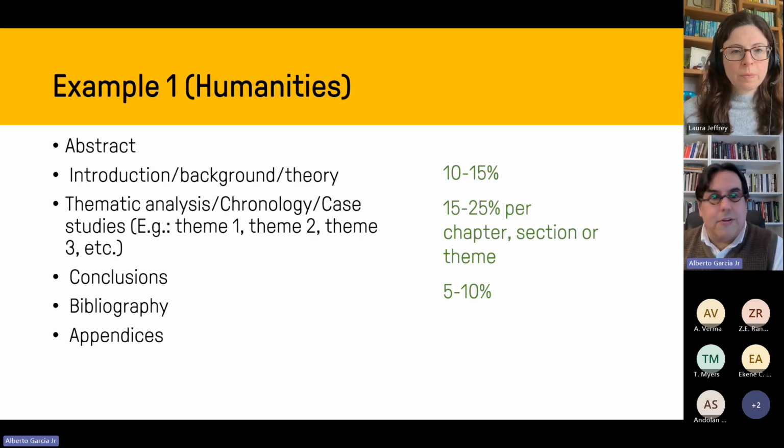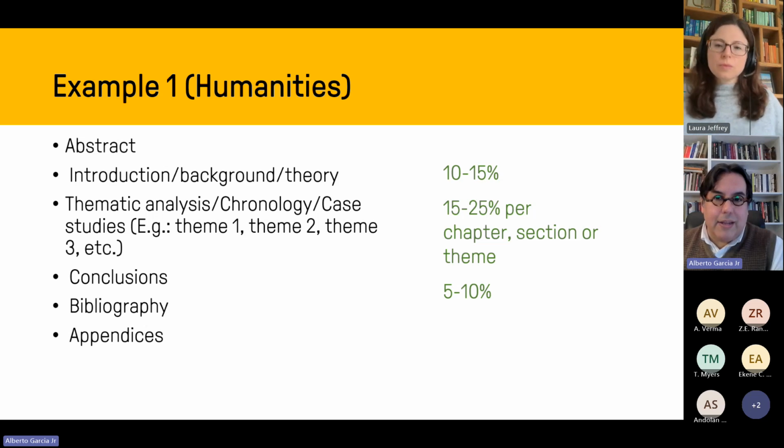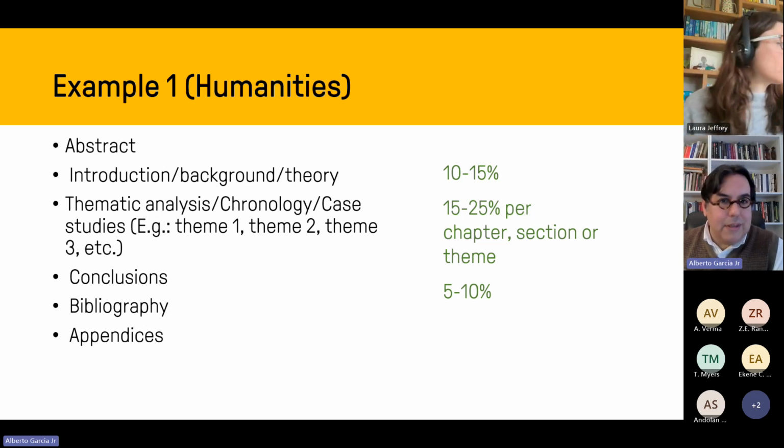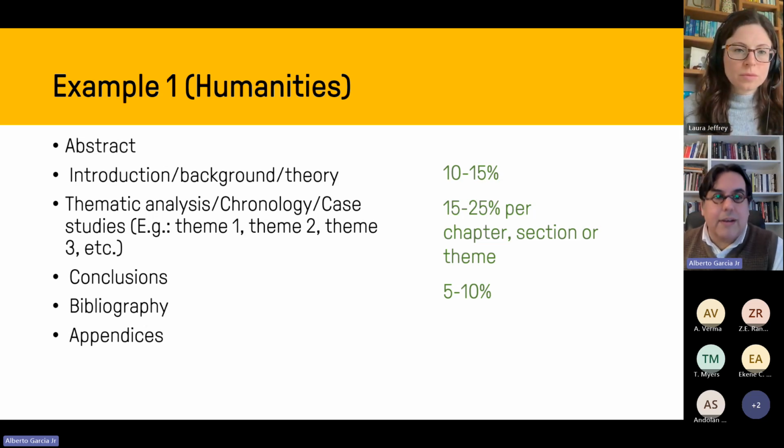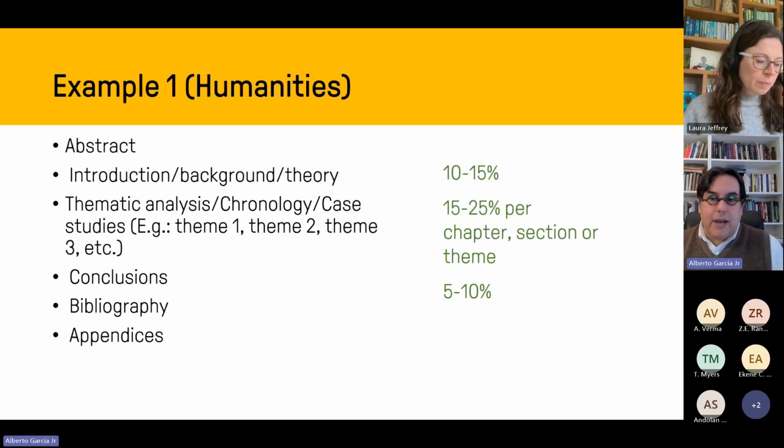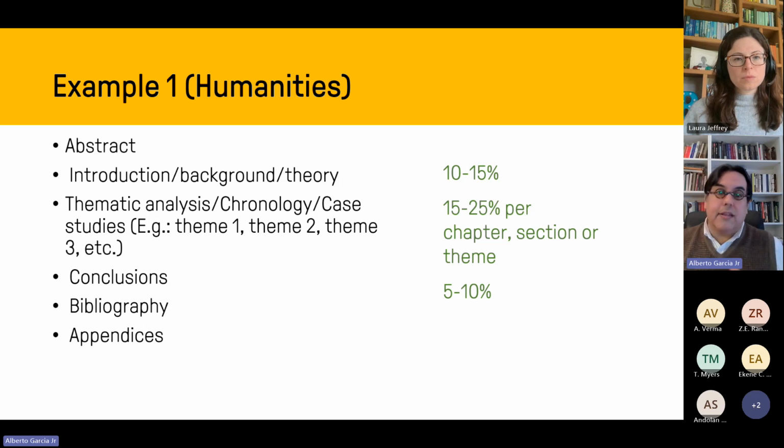If you're in the humanities, how might a dissertation look? We've given here a model structure: maybe you have an abstract, and an introduction where you introduce background theory and set the context for the research. Maybe that takes up about 10 to 15% of your word count. Then the body sections, where maybe you divide it by thematic analysis, or you're looking at information in chronological order, or perhaps you're looking at case studies and really explicating those. Then conclusions, bibliography, and appendices.